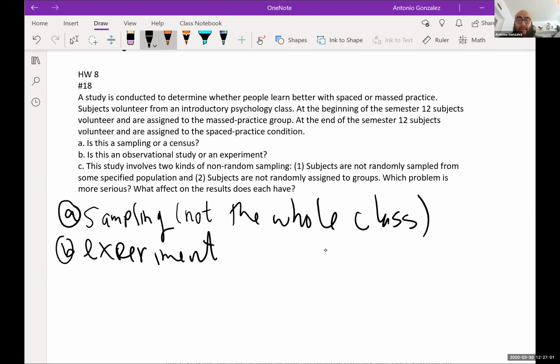Okay. All right, so now let's look at C. This study involves two kinds of non-random sampling. Subjects are not randomly sampled from some specified population. Again here, that means that they only looked at this psychology class, right? And then subjects are not randomly assigned, right? So here, two things are going on here, right?